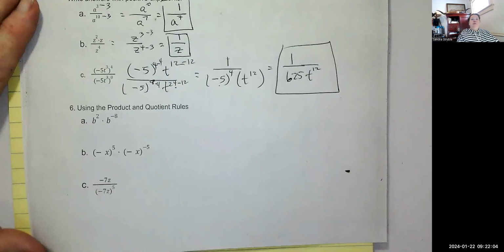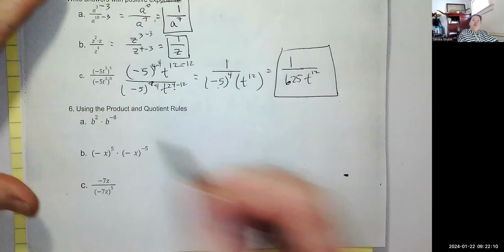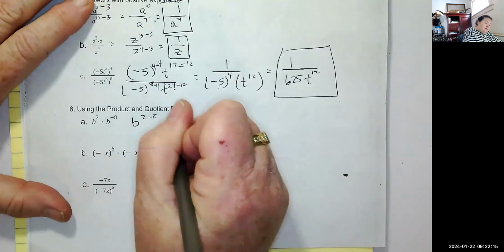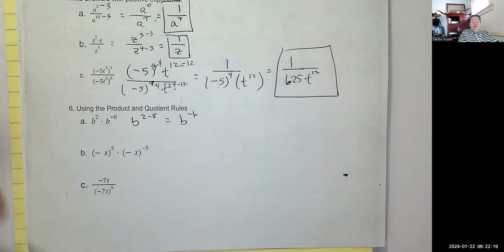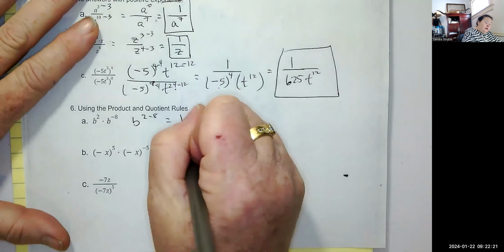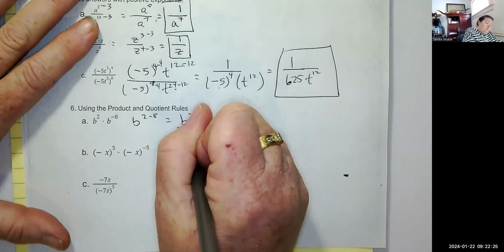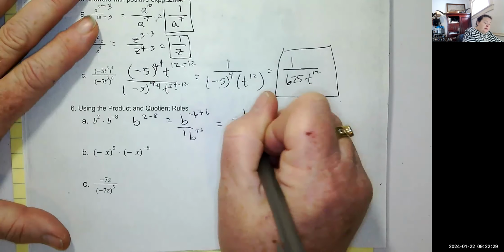Using the product and quotient rules, all right, we're just going to go through and do everything. b squared times b to the negative 8, bases are the same, add the exponents. So that's b to the 2 minus 8, which is b to the negative 6. We do not want a negative exponent, so this is over 1. So we're going to add 6 here, and we're going to go down here and add 6. So that's 1 over b to the 6.